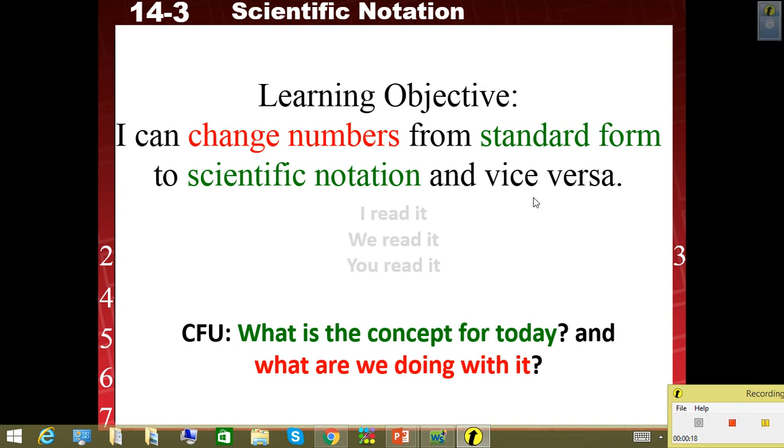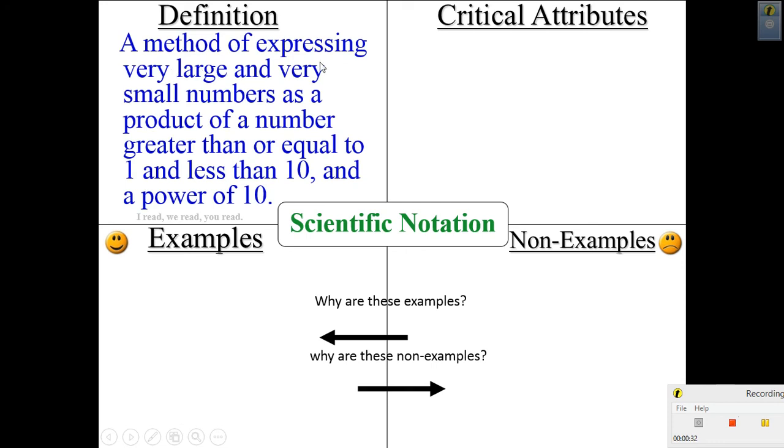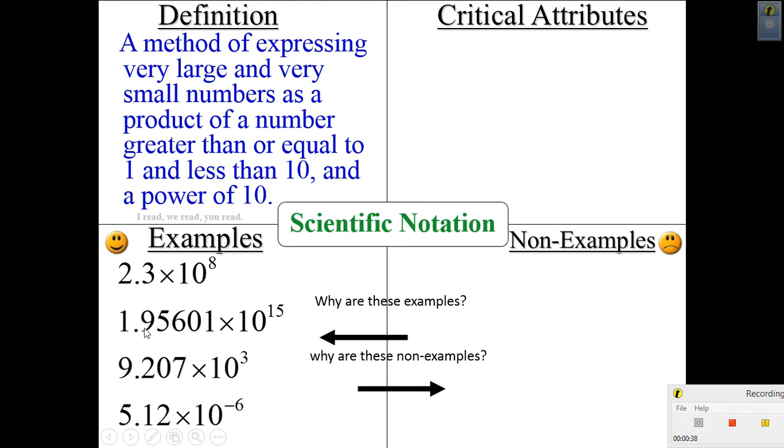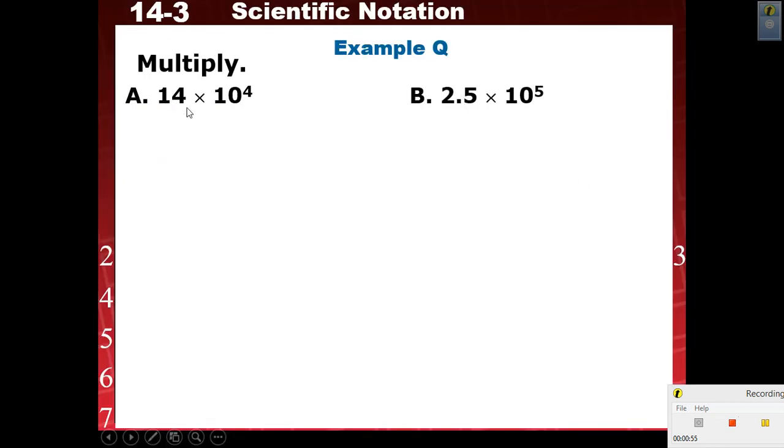All right, so we don't need a Frayer model. We already started on scientific notation some time back, right? So it looks something like this. Scientific notation, we said, was a method of expressing very large numbers in smaller numbers, and they look like this. And what did we see? That they need to have one digit on the left side of the decimal. Is that correct? And all of them have base 10. Remember this? And I gave you non-examples. And we wrote it has to be decimal times base 10.